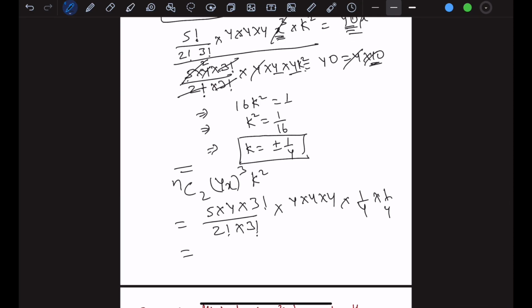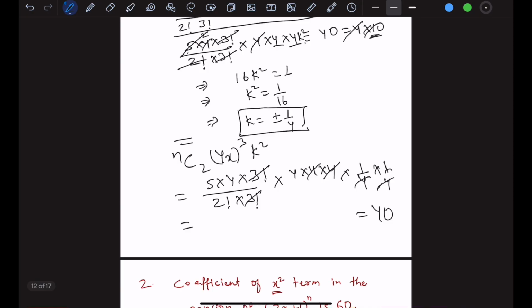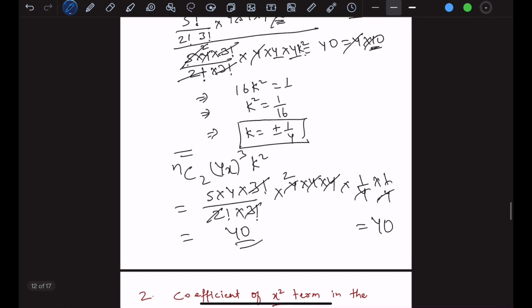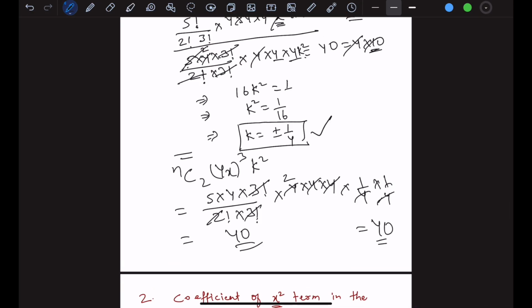So when I solve this, I expect this to be equal to 40. Let's see whether it's equal to 40. This 2 and 4 will cancel, 3 factorial cancels, and this 2 I can cancel out with this 2. So we have 5 into 4 into 2, which is 20 into 2, 40, which is the same as what was given. So this is the answer. Let's go to the next question.